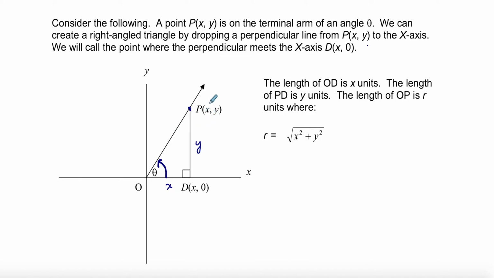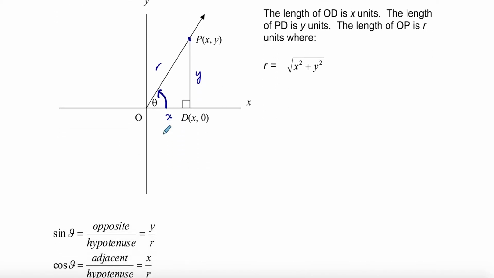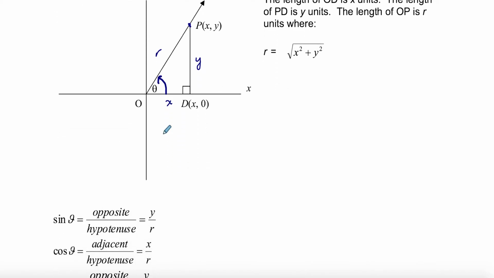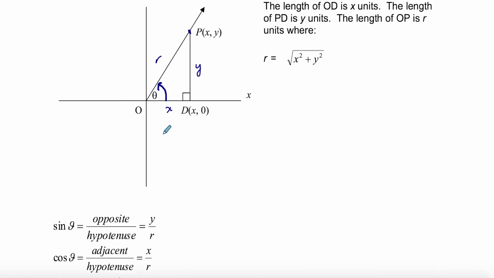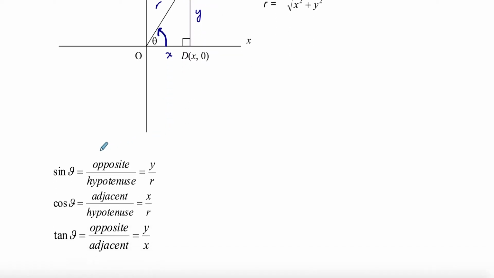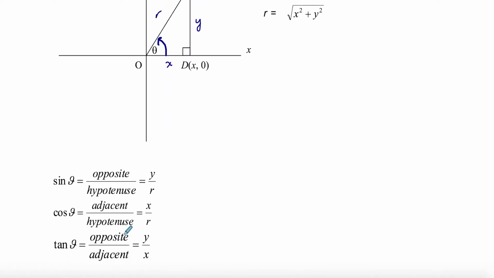So if this point was (3, 5), for example, this would be a distance of 3, and this would be a distance of 5. To find the hypotenuse here, we're going to need to use the Pythagorean theorem, and it'll just be the square root of x squared plus y squared that gives you r. So again, something interesting to notice is that we can use our primary trigonometric ratios again, but we're really relating it to a Cartesian plane.